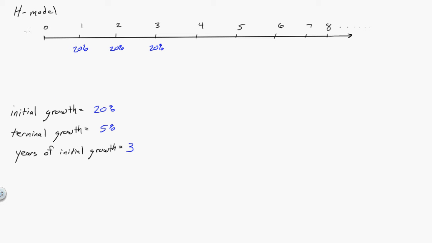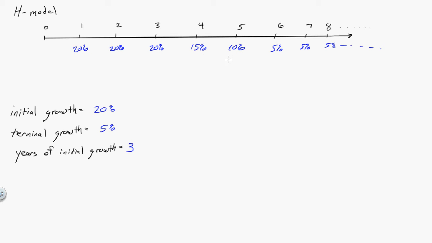The H means half-life, so we have 3 years, or half of the time, at the high initial growth, and then by year 6 we're down to 5%, and it's going to stay 5% forever after that. So in the non-constant model, you're at 20%, then you drop down to 5 for no reason. But in the H model, it says let's go down slowly. So we're going to step down from 20 to 5. Well, how would you do that? If you want to go in smooth steps from 20 to 5, you would go 15% and then 10%.